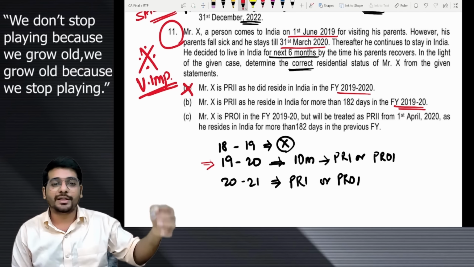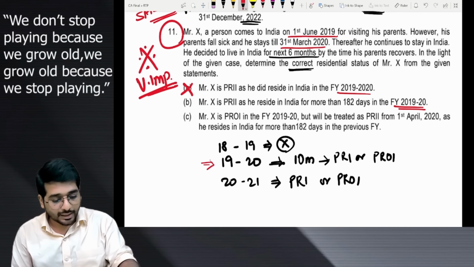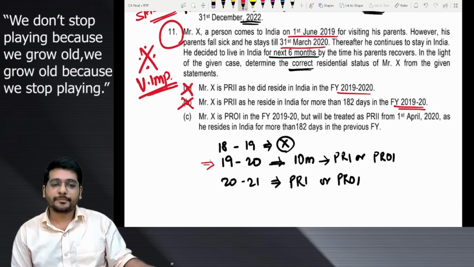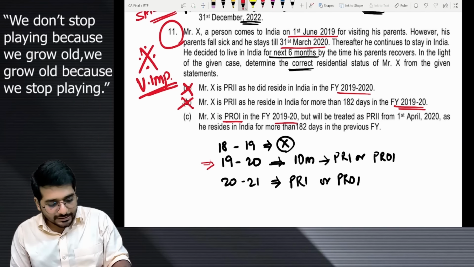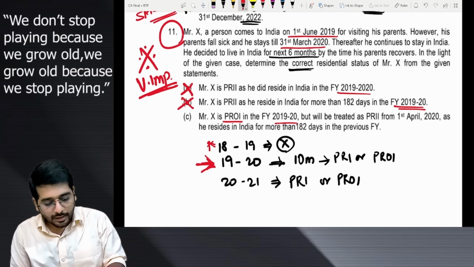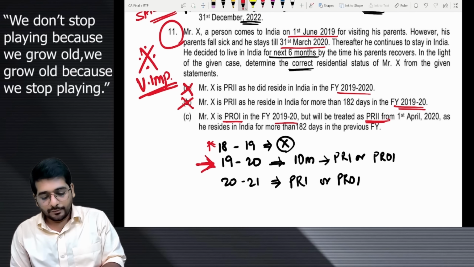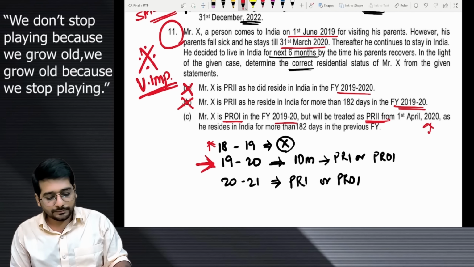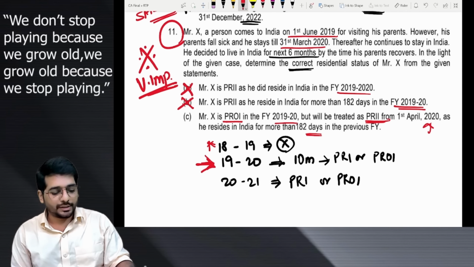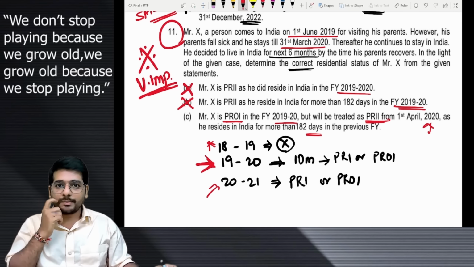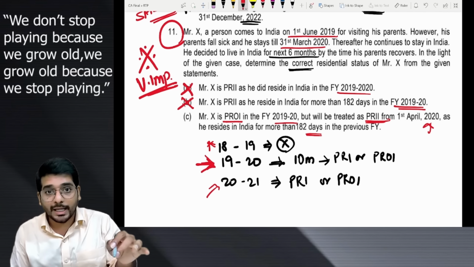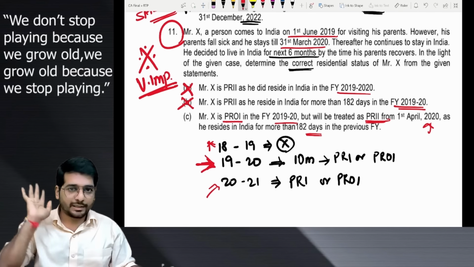But you are talking about the residential status of 1920 itself, so it doesn't matter. He is a PROI in 1920, because in 1819 he was not there in India. Correct. But he will be treated as PRI from 1st April 2020, as he resided in India for more than 182 days in the previous financial year. So from 1st April 2020, this year 2021, he will be treated as a resident in India because in the previous year he was in India.